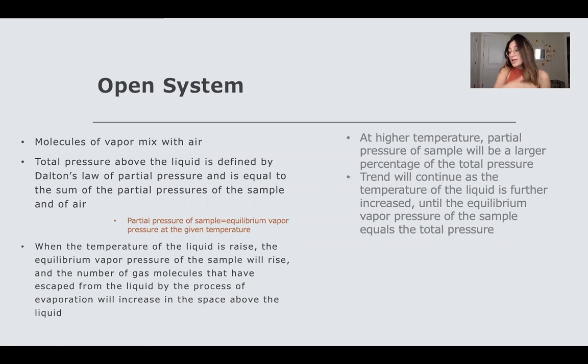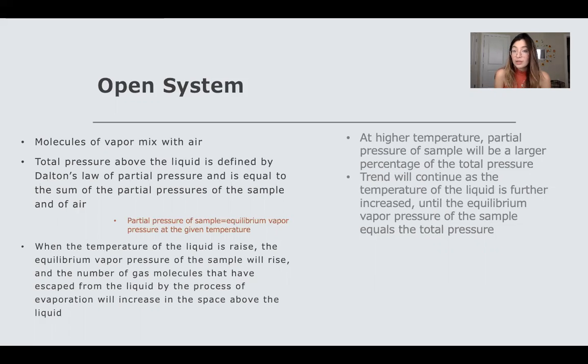An open system. This is the second system they talk about in your notebook. Basically, what happens is molecules of vapor mix with air because it's now open, not closed. The total pressure above the liquid is defined by Dalton's law of partial pressures and is equal to the sum of the partial pressures of the sample and of air. I didn't include an equation, but it is equation 4.1 in your lab manual. The partial pressure of the sample is equal to the equilibrium vapor pressure at the given temperature.